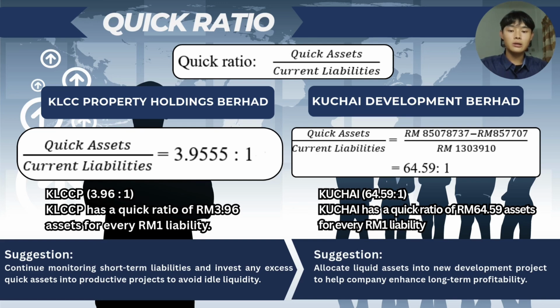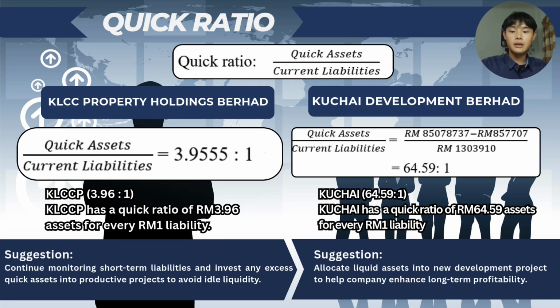For Kuchai, its quick ratio is 64.59 over 1. This means Kuchai has 64.59 ringgit of quick assets for every 1 ringgit of liability. This ratio is extremely high, indicating that Kuchai might be holding too much liquid funds or spare cash. Kuchai can allocate their liquid assets such as cash into new development projects.